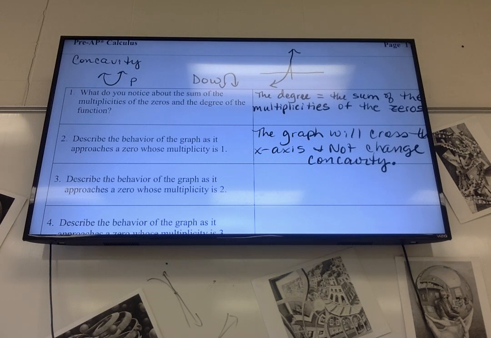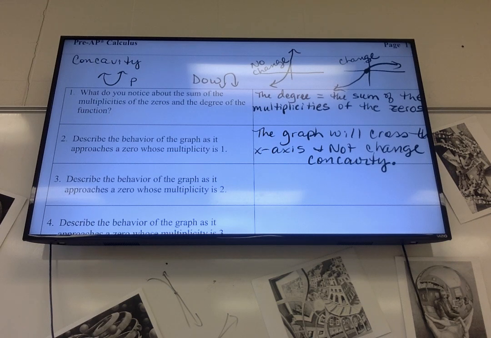If it changed concavity, then it would hit the point and then go the other way. So like here, it might be concave up, and then it might go to concave down. So while it still goes through it, it changes concavity. So this is a change, and this one is no change. And we'll do a lot more of those.